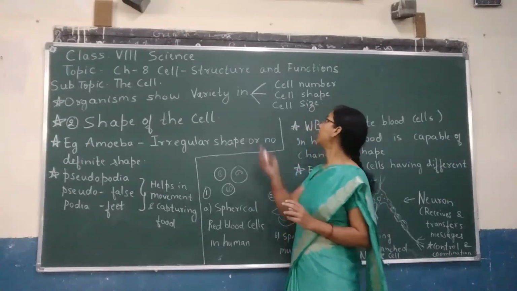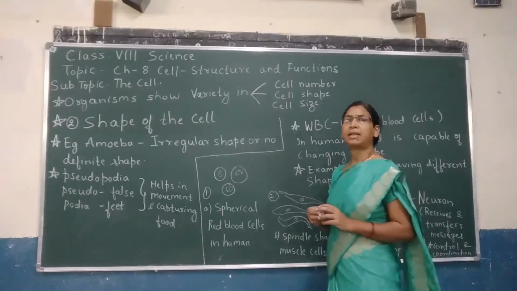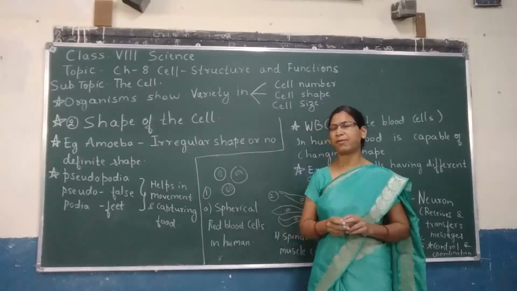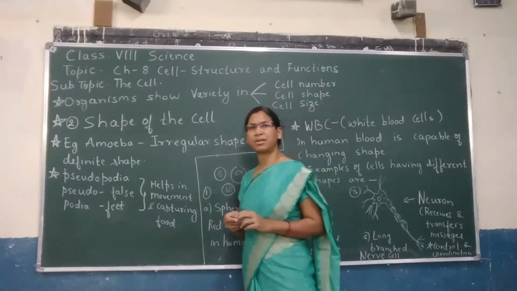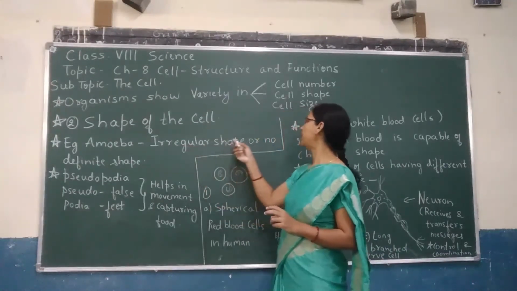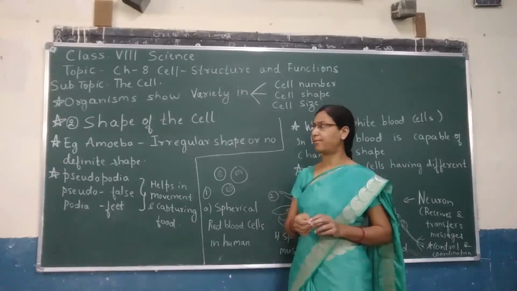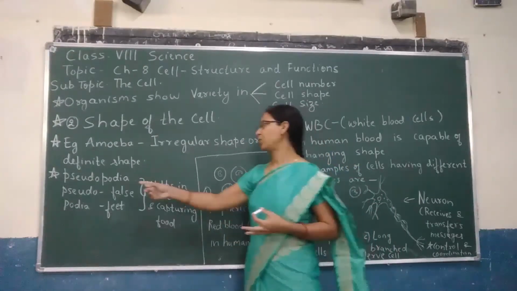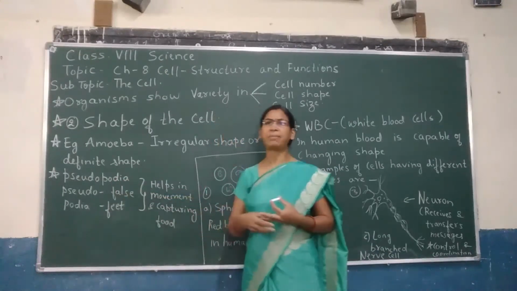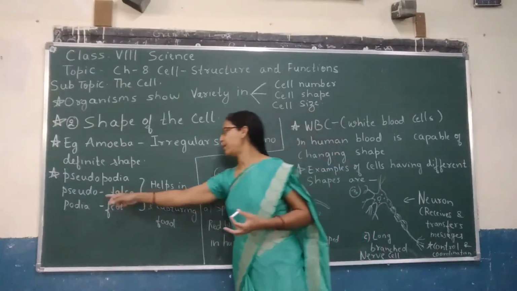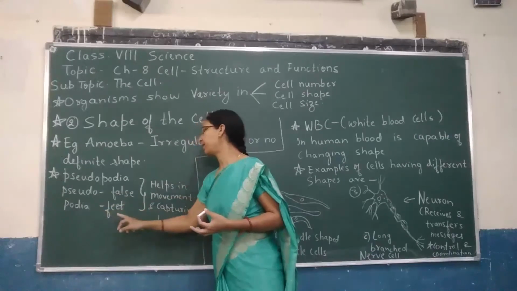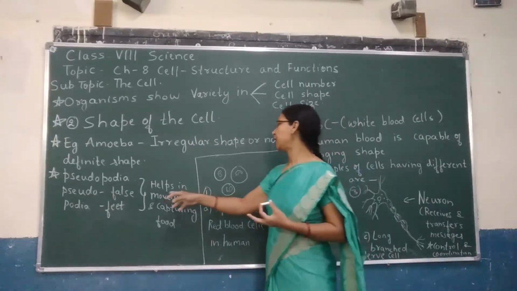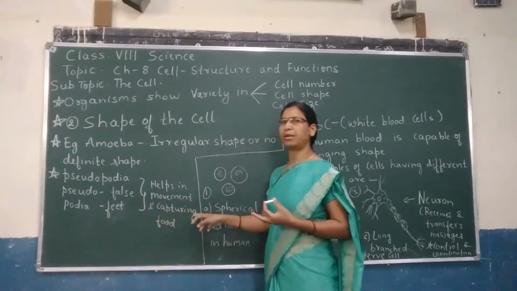Already we have seen cell number. Let us see the shape of the cell, and let us take the example of amoeba once again. What is the shape of amoeba? It is irregular in shape, or it has no definite shape, and it is able to change its shape with the help of pseudopodia. What is meant by pseudopodia? Pseudo means false, podia means feet. With the help of its pseudopodia, it is able to move and capture food.